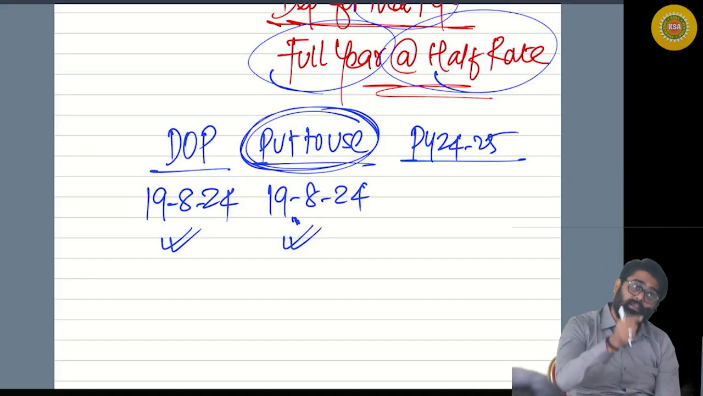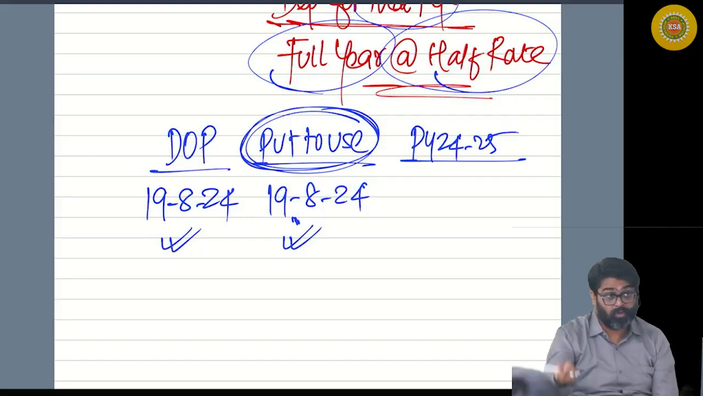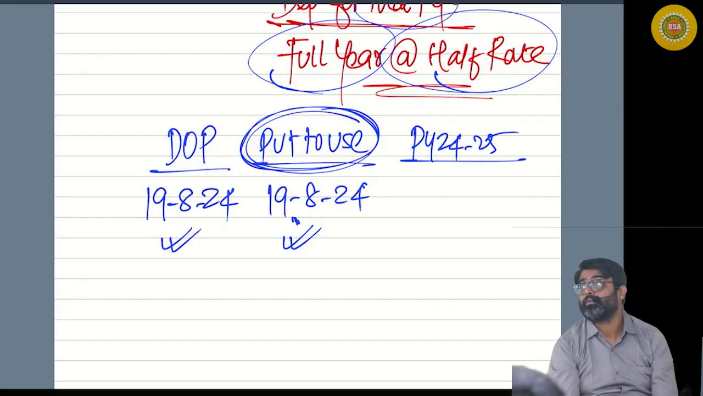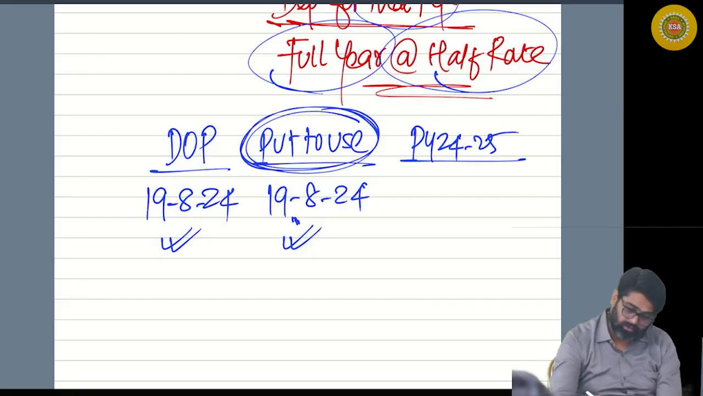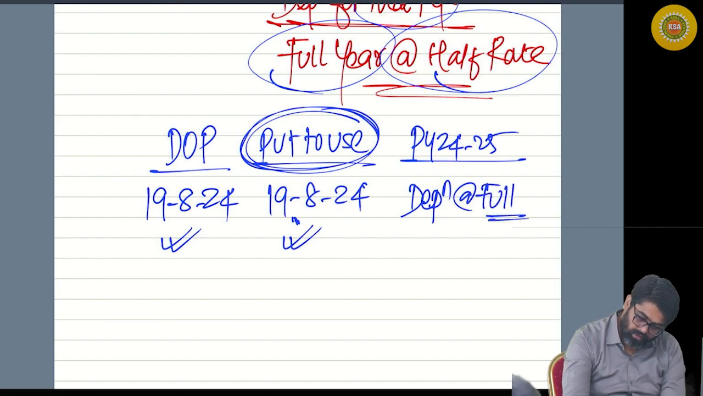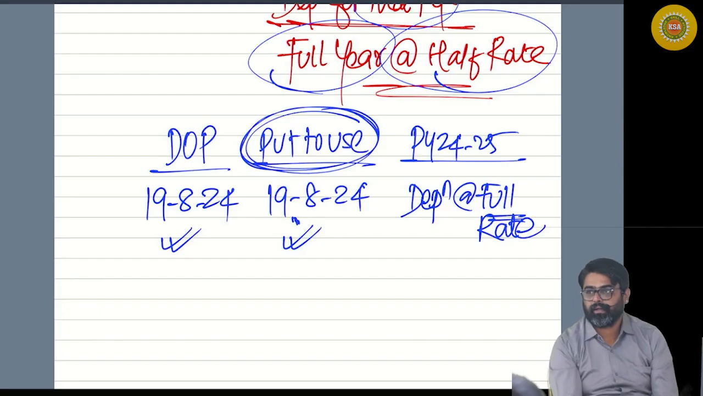So the asset was acquired in 24-25, and in the year in which it was acquired, in that same year it was put to use also. And it was put to use for how many days? 225 days, which is more than 180 days. So the depreciation at full rate will be available. Full rate will be available for this year. Did you understand?